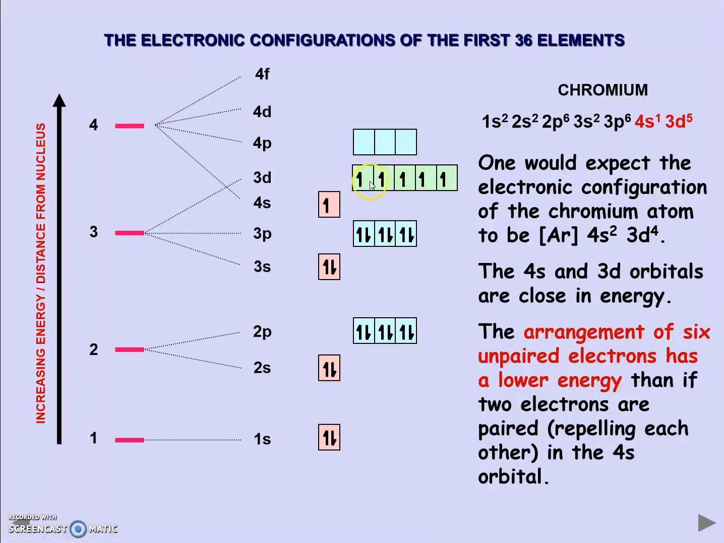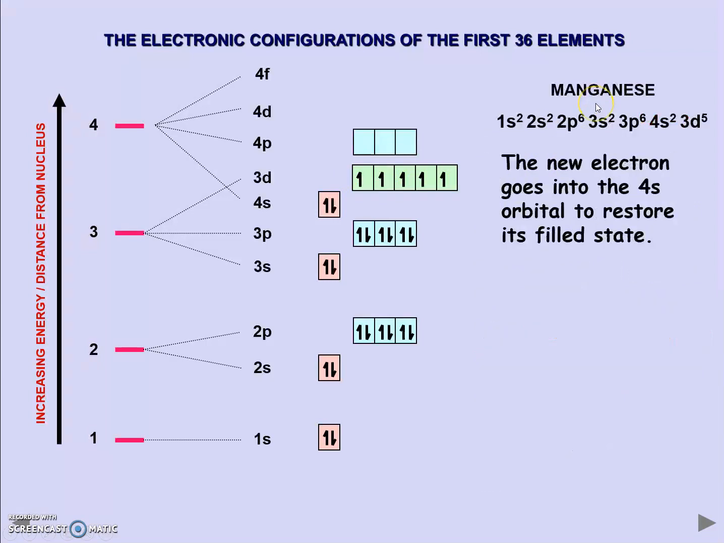Okay, so what we've done here is that we have minimized the repulsion between these 2 electrons, and what this schematic doesn't show is just how similar these orbitals are in energy. So that's why that happens. Okay, so when it comes to the next element, which is manganese, manganese goes back to having the expected electron configuration of 4s2 3d5.